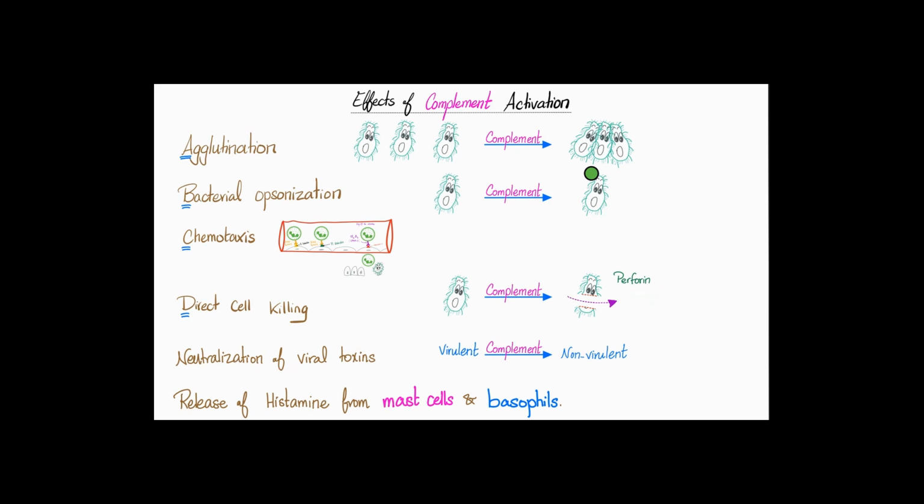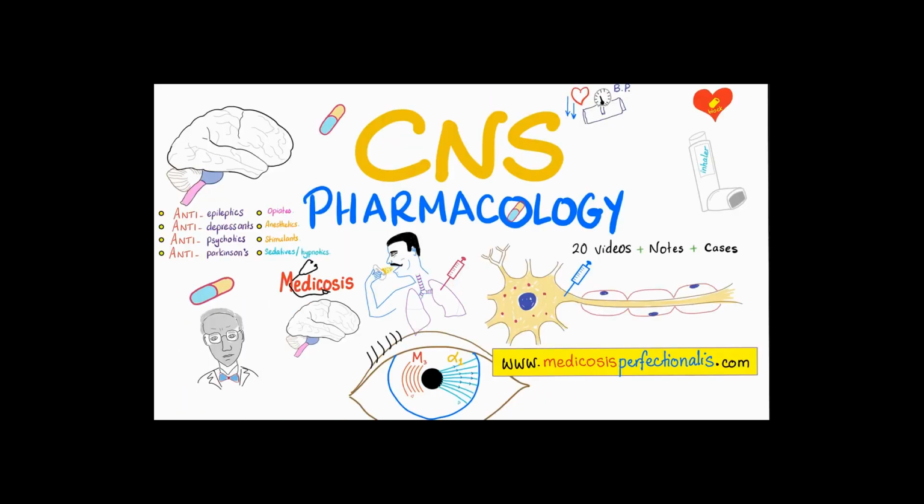Neutralization of viral toxin. The toxin made by the virus. In the beginning, it was virulent. It was toxic to my body. But the complement converted the toxic into non-toxic. Thank you, complement. Release of histamine from mast cells and basophils. And this is the story of the anaphylaxis. We will continue in the next video.